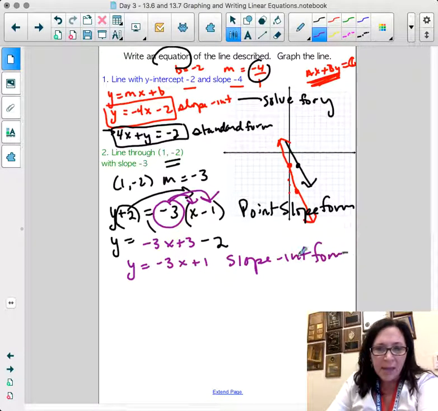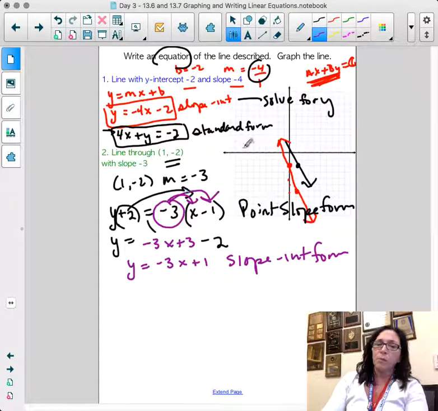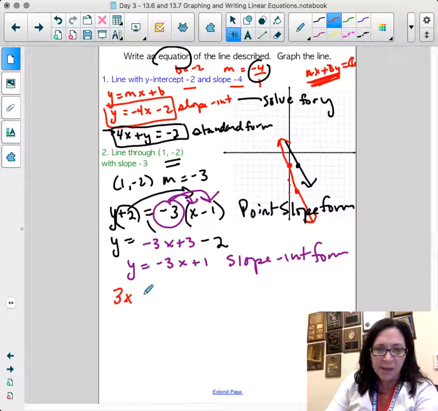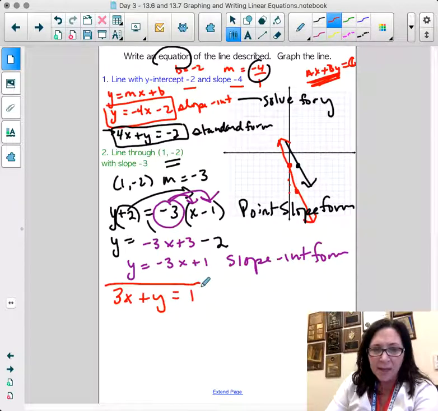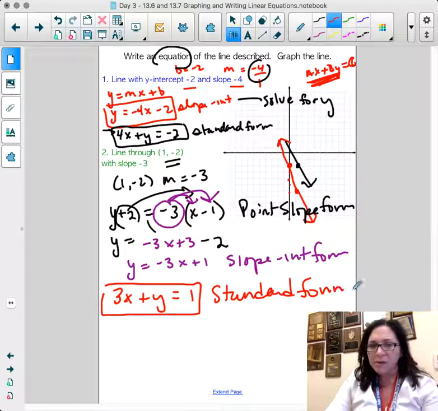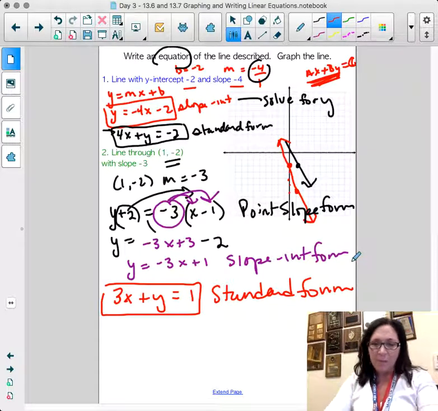Okay. And then once we have it in slope-intercept form, I would ask you to do one more step and put it in standard form. And then I would take this 3x and move it to the other side. And now I have positive 3x plus y is equal to 1. And now we're finally in what we call standard form. Not every question needs to be in standard form, but you do need to know how to get it to that point.